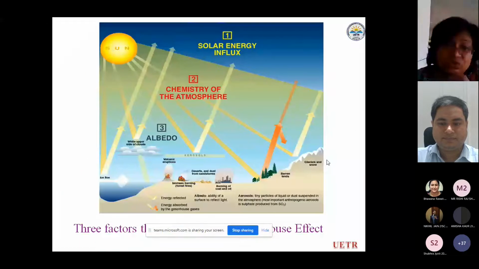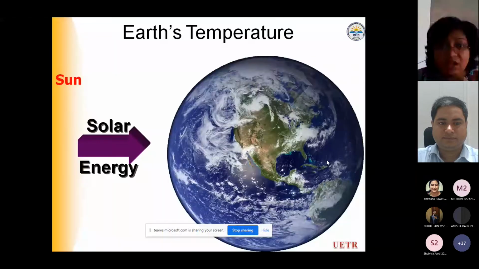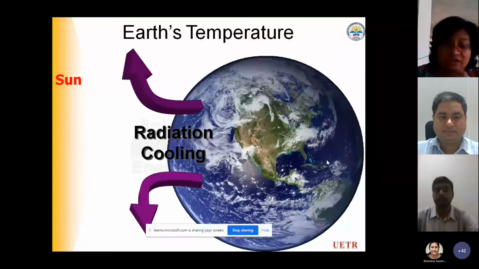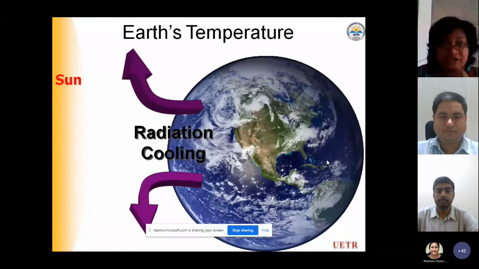Okay, so this is the solar energy influx, the chemistry of the atmosphere, and the albedo. You can see that ice reflects more and absorbs less, but other materials that have a darker color absorb more and reflect less. This type of radiation we can measure with the help of the remote sensing image interpretation method. So this is the main factor by which we are facing global warming. Okay. That is the radiation and the cooling. This picture shows the radiation and the cooling by the earth.